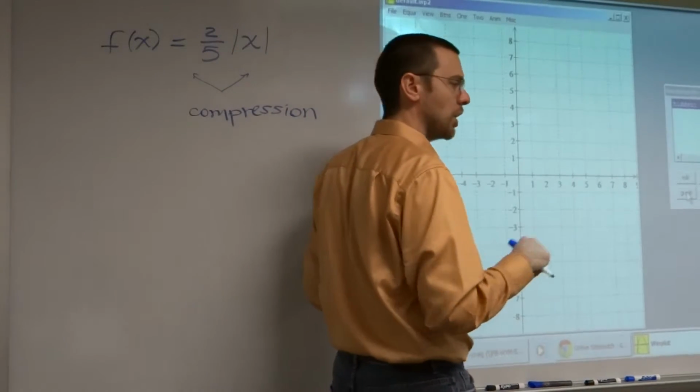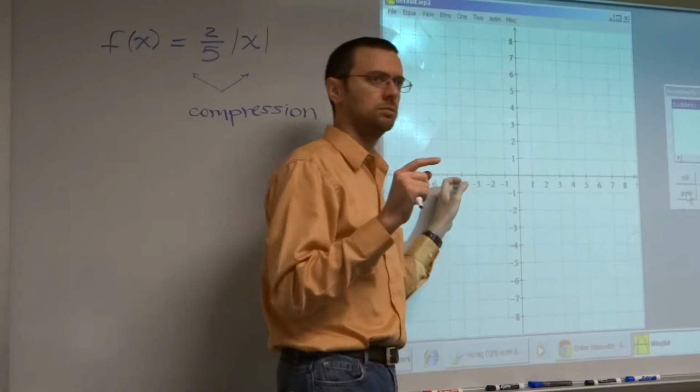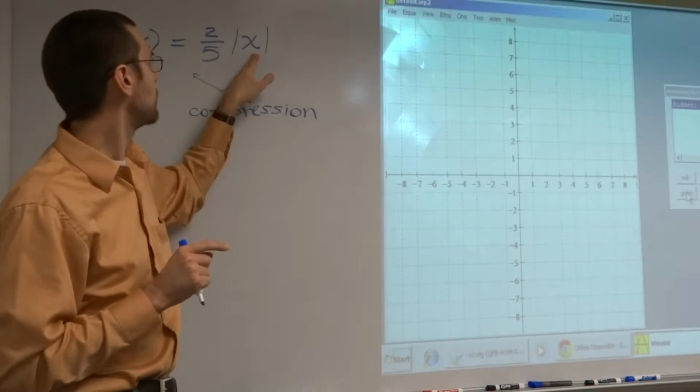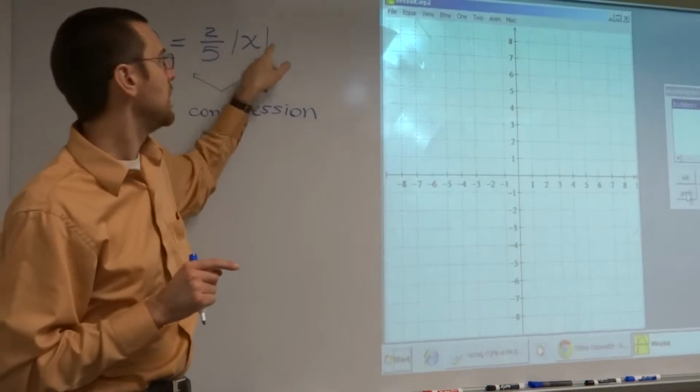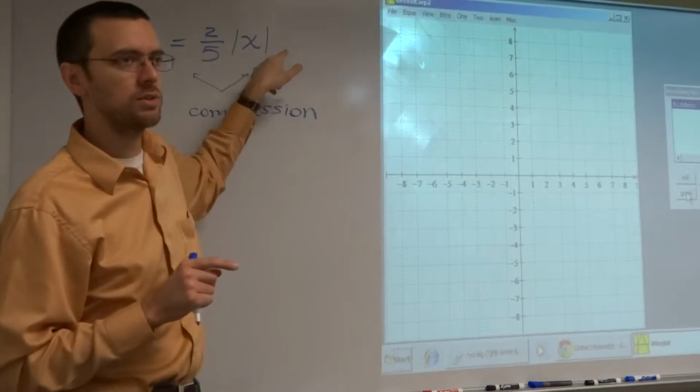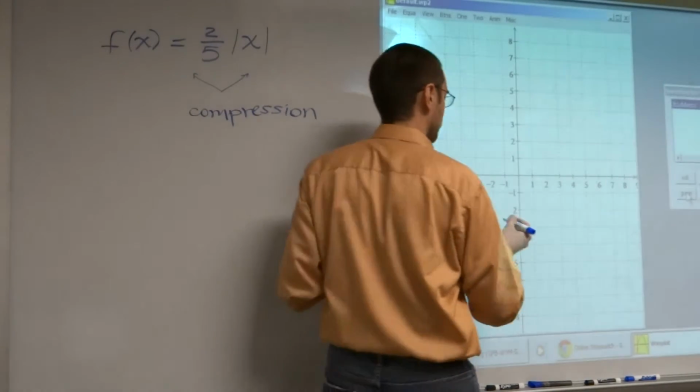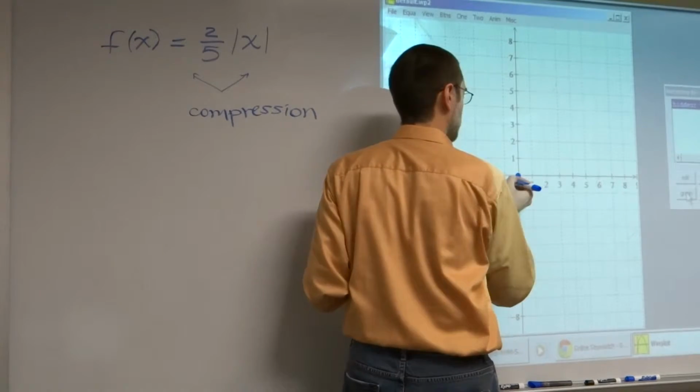So my vertex, did I go up, down, left, or right at all? Is there any adjustment on the inside of this? Is there anything added or subtracted outside of this? No. So your vertex is still where? At the origin.